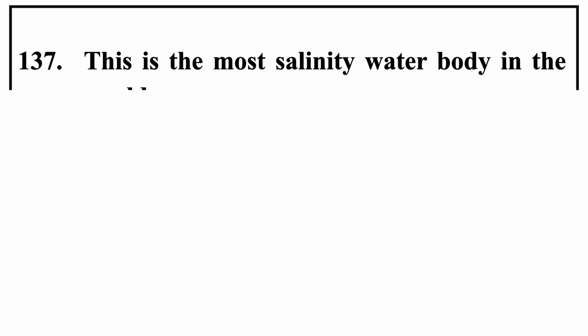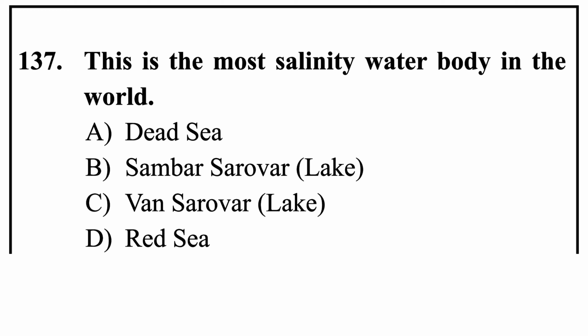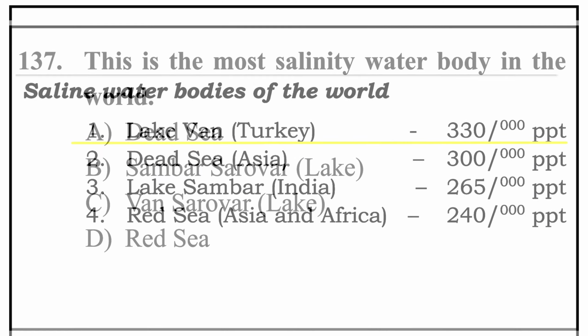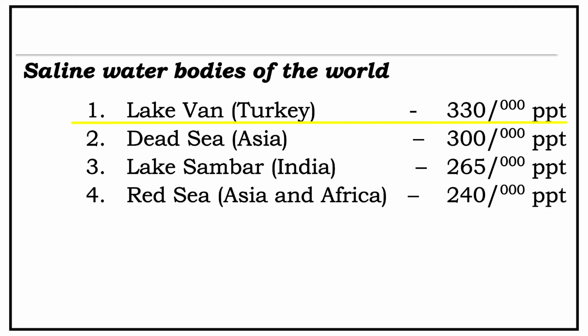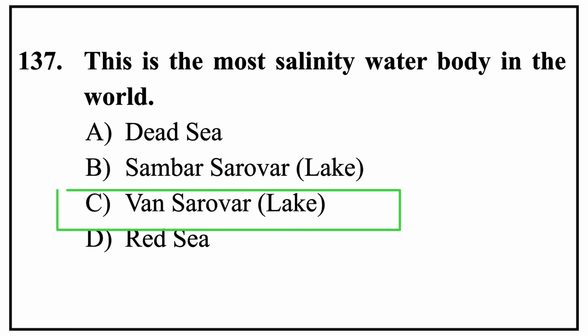137. This is the most saline water body in the world. Options are A. Dead Sea, B. Sambhar Lake, C. Van Lake and D. Red Sea. Here is the answer. Saline water bodies of the world. The Lake Van, Turkey, 330 ppt. Here option C, Van Lake.